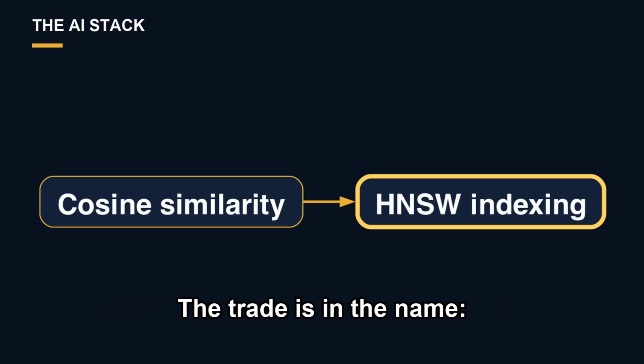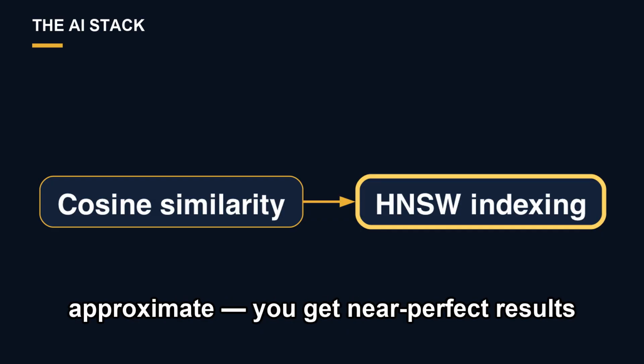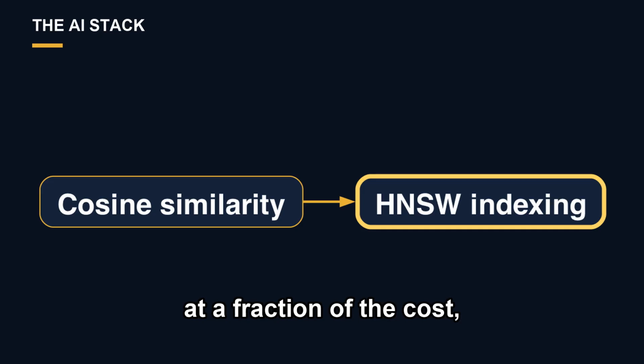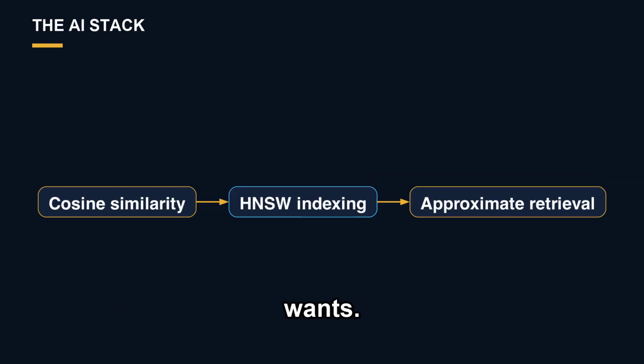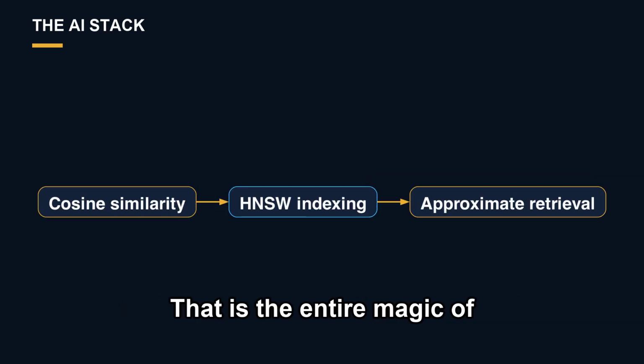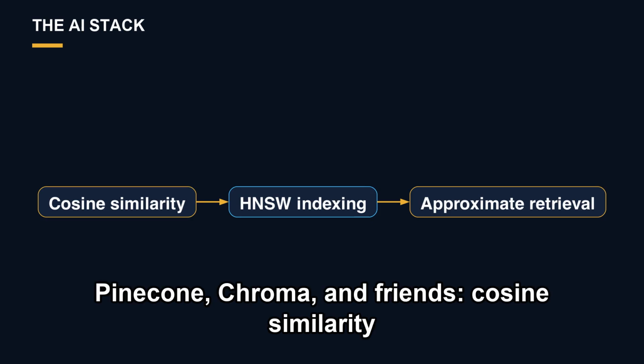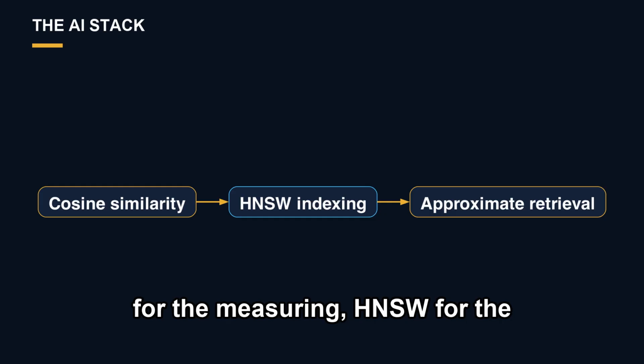The trait is in the name: approximate. You get near-perfect results at a fraction of the cost, which is exactly the trait retrieval wants. That is the entire magic of Pinecone, Chroma, and friends. Cosine similarity for the measuring, HNSW for the finding.